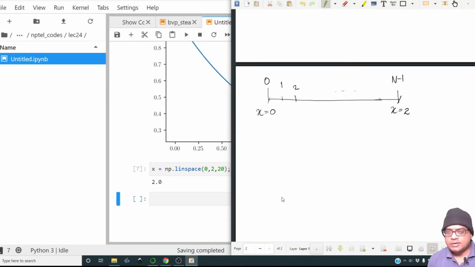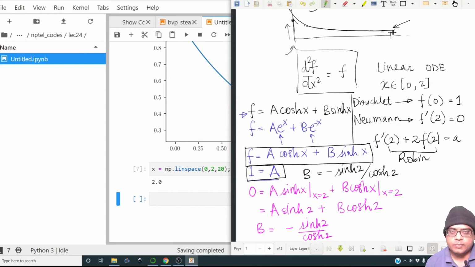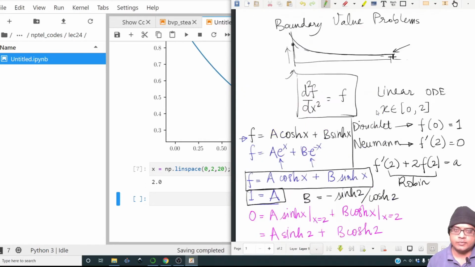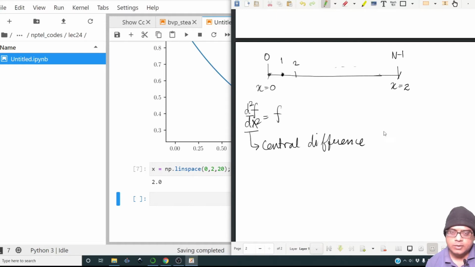Alright, so now our task is to discretize this particular equation over on this grid. So we have d2f dx2 equal to f. So how do we discretize a function at a point? I must write the function in terms of the neighboring points. The very easy way of doing it is writing a central difference approximation.